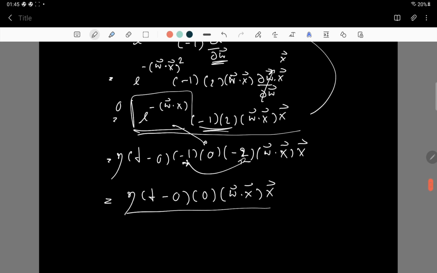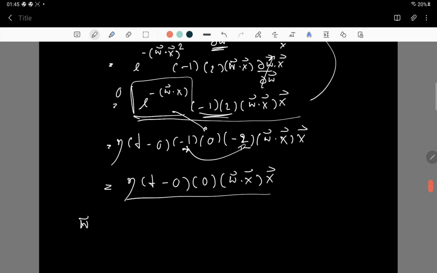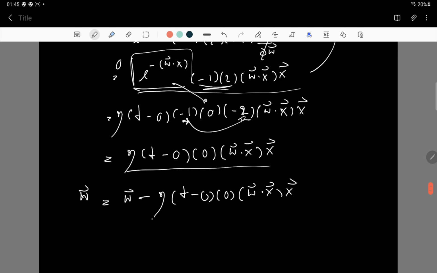This is the gradient. But you have to subtract this term from the original w. So your new w will be w minus eta times target minus output, and w dot x times x. So these are the values that you can use to train the Gaussian function.